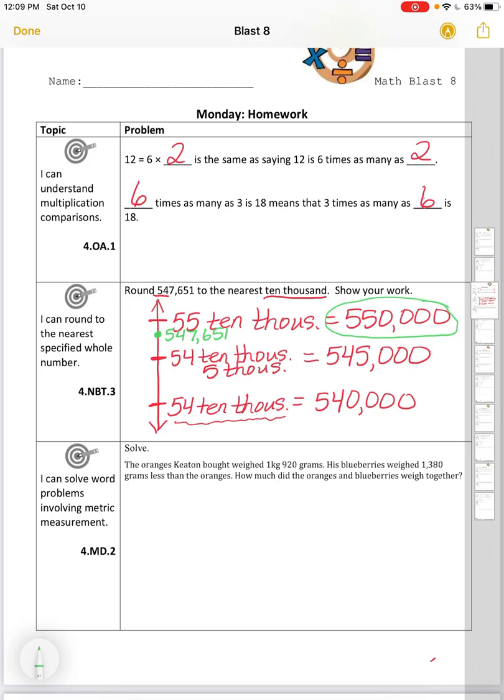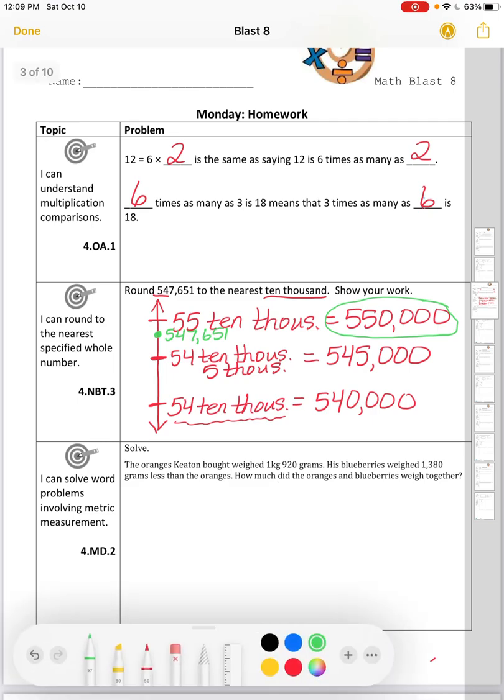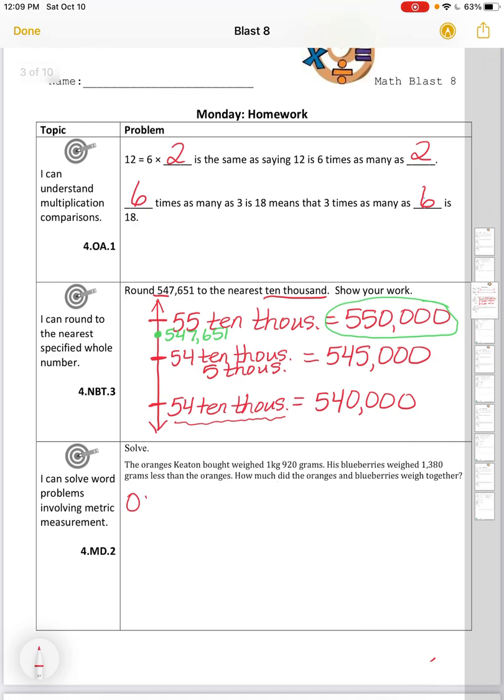I can solve word problems involving metric measurement. The oranges Keaton bought weighed 1 kilogram, 920 grams. His blueberries weighed 1,380 grams less than the oranges. How much did the oranges and blueberries weigh together? For this problem, I'm going to draw some tape diagrams. So recognizing that Keaton's oranges are here, and they tell us that his oranges weighed 1 kilogram, 920 grams.